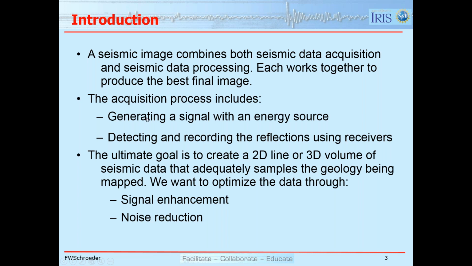The acquisition process includes first generating a signal with an energy source, and we'll talk about the energy sources that we use. Then we have to detect and record the reflections that come back up to the surface, and we use receivers, and we'll talk about the types of receivers. Our ultimate goal is to create either a 2D line or series of 2D lines or a 3D volume of seismic data that adequately samples the geology that we're trying to map and interpret and make business decisions on.